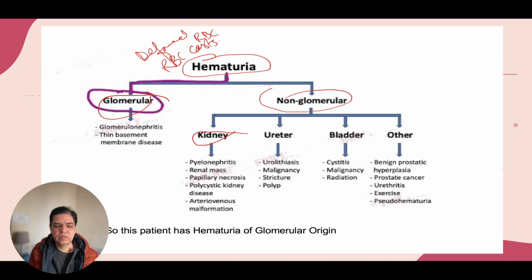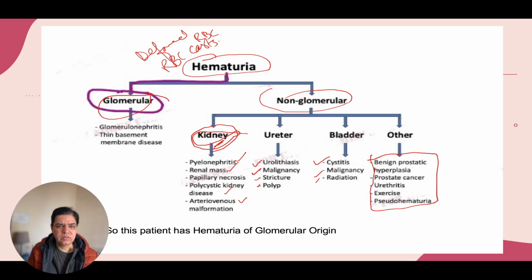The reason could be beyond the glomerulus, in the non-glomerular part, like pyelonephritis, which is infection of the renal cells. It could be a renal mass, like polycystic kidney, or maybe some arteriovenous malformation. There could be causes in the ureter, like a ureteric stone, maybe some malignancy, a stricture, or a polyp in the ureter. It could be in the bladder, for example a bladder stone, infection in the bladder, malignancy, or radiation cystitis. Or there could be other reasons, for example prostatic issues, urethral issues, or maybe coagulation defects, etc.